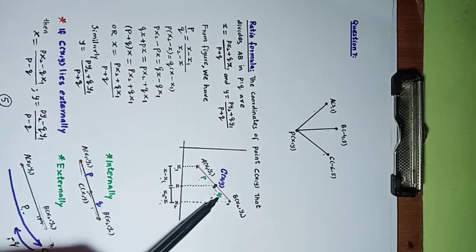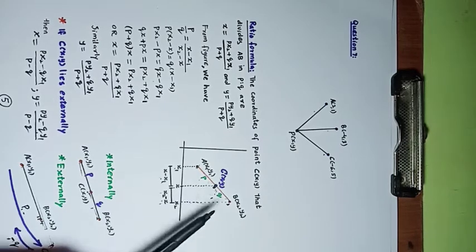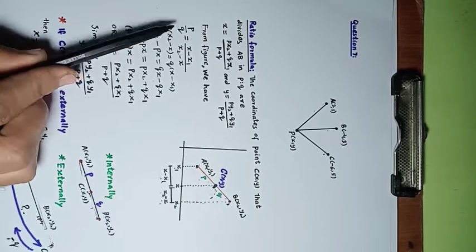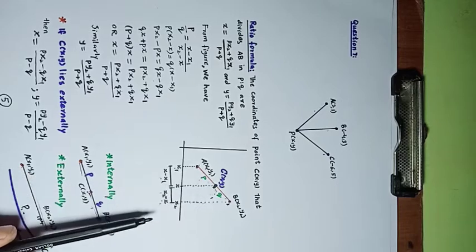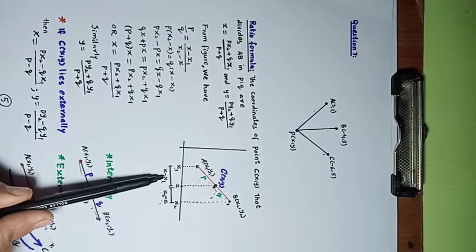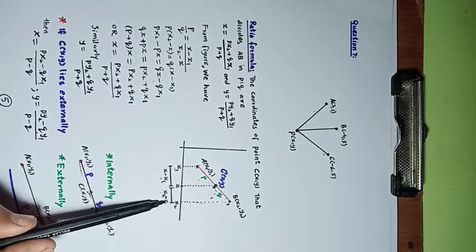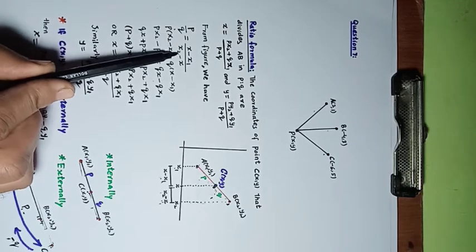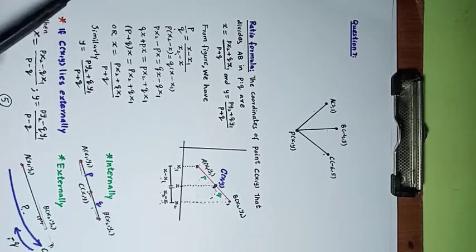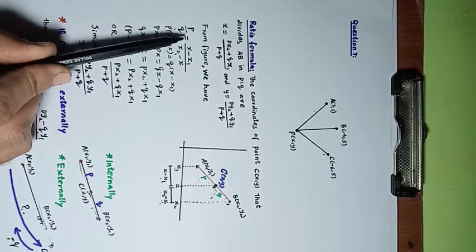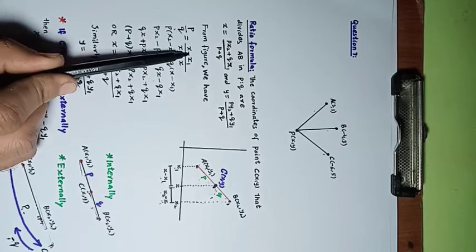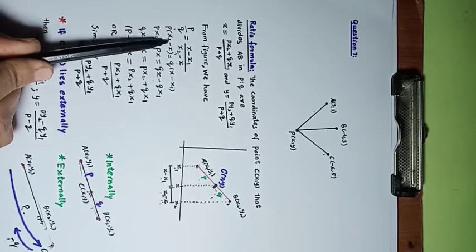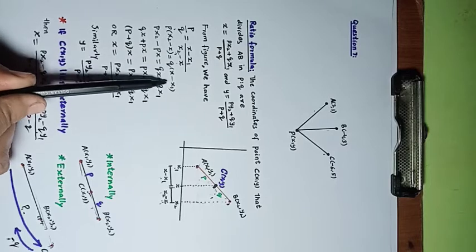The ratio of P and Q, P divided by Q, is equal to the ratio of their corresponding images. The image of P is x minus x1 and the image of Q is x2 minus x. So the ratio of P and Q is equal to the ratio of their images. Now we are cross multiplying. P is multiplied with this one and Q is multiplied with that one. P is multiplied with these two and Q is multiplied with these two values.